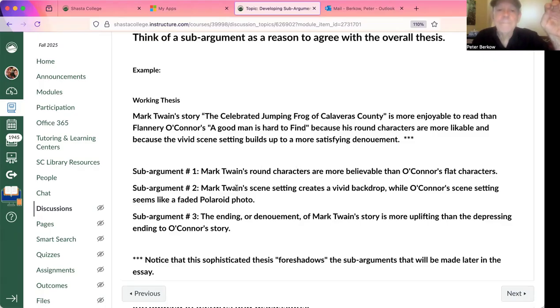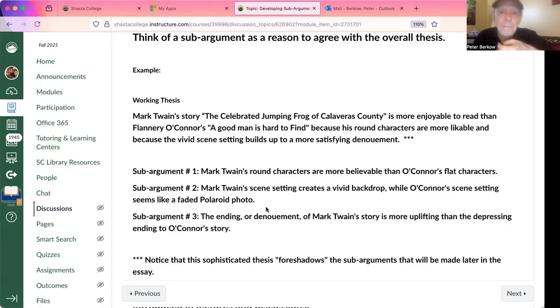Sub-argument number one: Mark Twain's round characters are more believable than O'Connor's flat characters. It's pretty obvious. Now you can support that with the rest of that sub-argument. Remember, a sub-argument is like a chapter in your paper. It should be two or three paragraphs, and you should blend your voice justifying this statement with evidence. The evidence comes from two places: the primary source, the actual stories that you read, and secondary sources, research where you find scholars who agree or disagree with you.